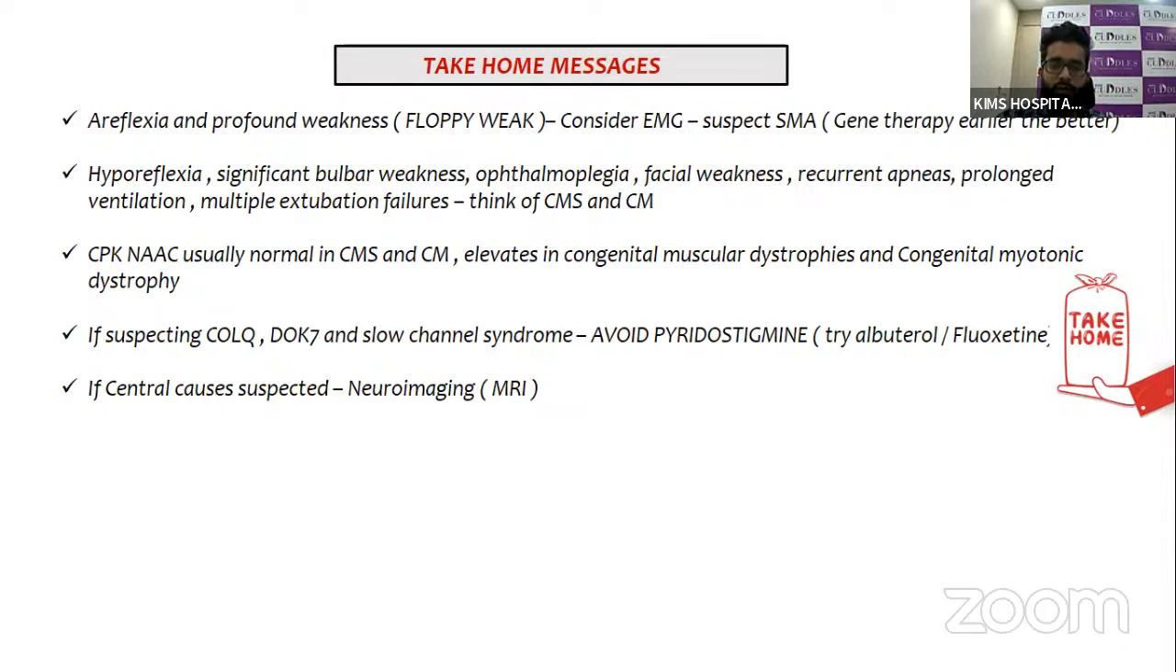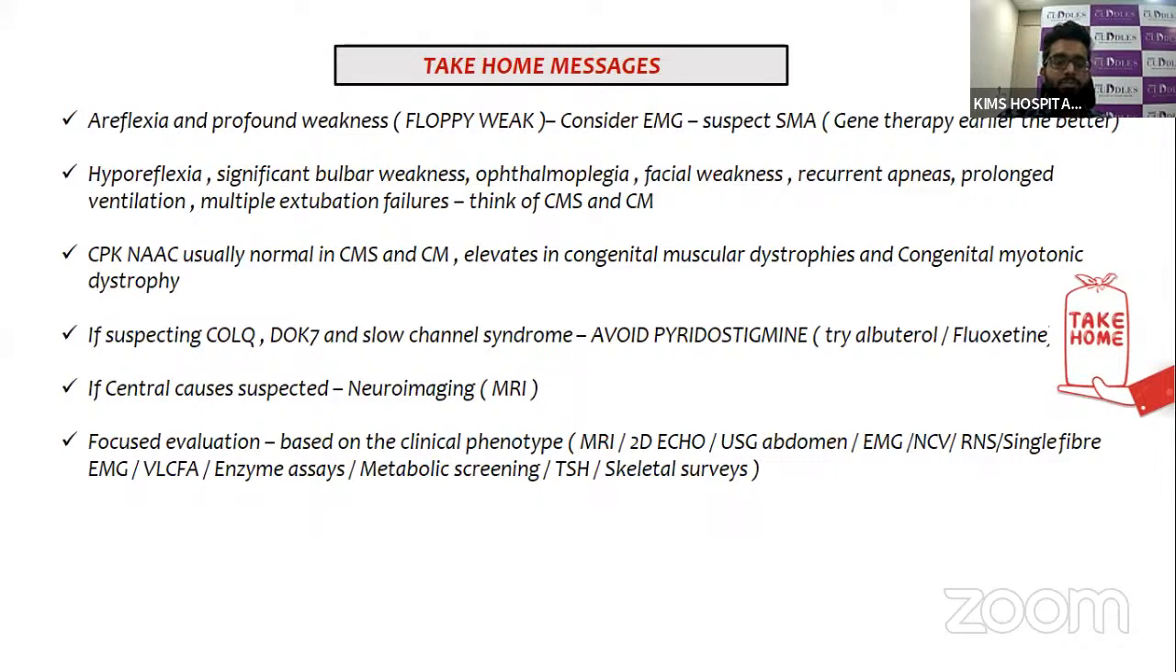If a central cause of hypotonia is suspected, do consider neuroimaging to rule out associations like cerebral malformations or incidental posterior fossa malformations, or any other association in the CNS. As I mentioned, focused evaluation rather than screening everything. For central hypotonia, you have to start with MRI. Suspecting a GSD, 2D echo; USG abdomen to rule out any associated renal malformations, etc. And a skeletal survey is also important in a lot of disorders, like Zellweger's, adrenoleukodystrophy, where you have stippling. Metabolic screening and enzyme assays can be done in Pompe's as well.